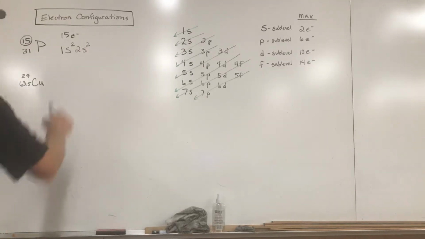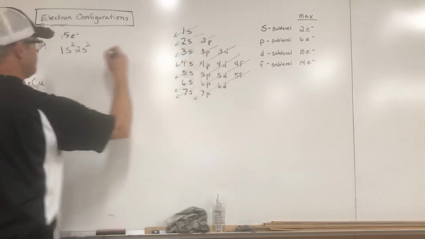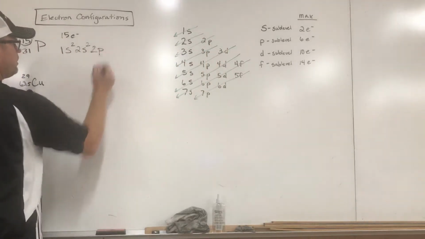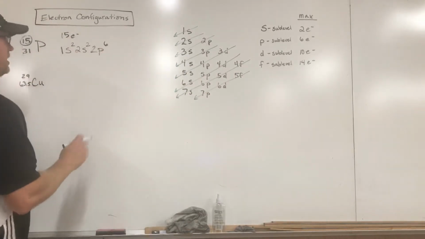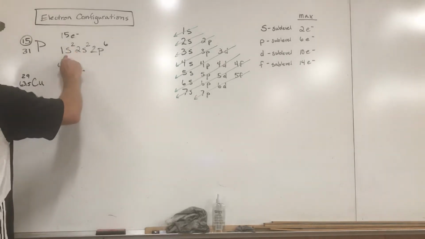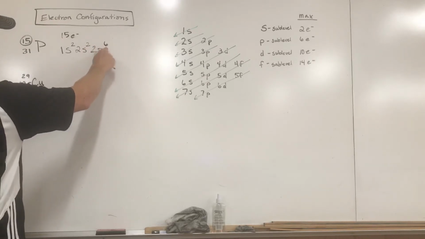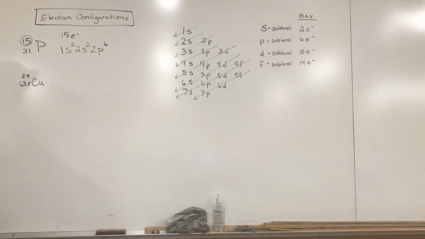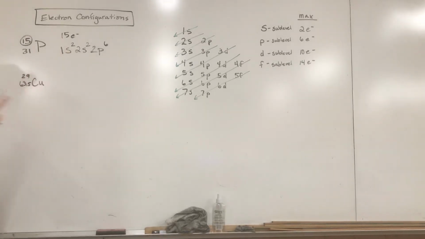After 2s gets filled up, the next thing is 2p. Now the p sublevel is different. It can hold up to 6 electrons, so I put a little 6 up here. And now I stop for a second and take a calculation of where I'm at. 2 electrons went here, 2 more went there, that's 4. 6 more went there, that's a total of 10. So right now I've placed the first 10 electrons in phosphorus. But phosphorus has 15, so I have 5 more to go. So I just keep going until I run out.